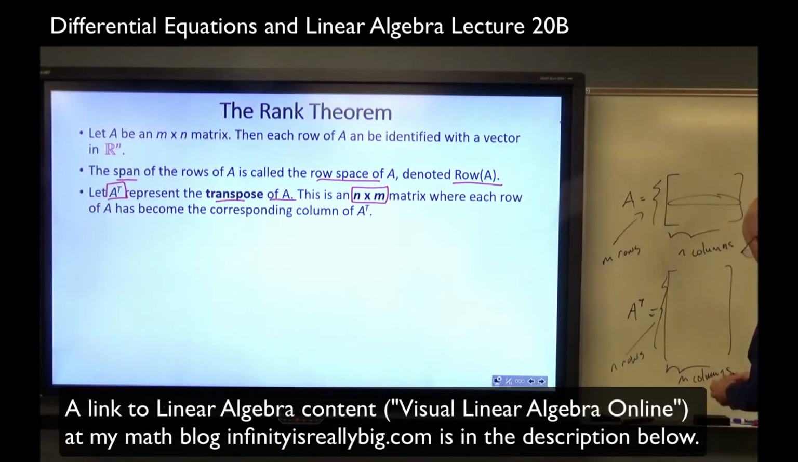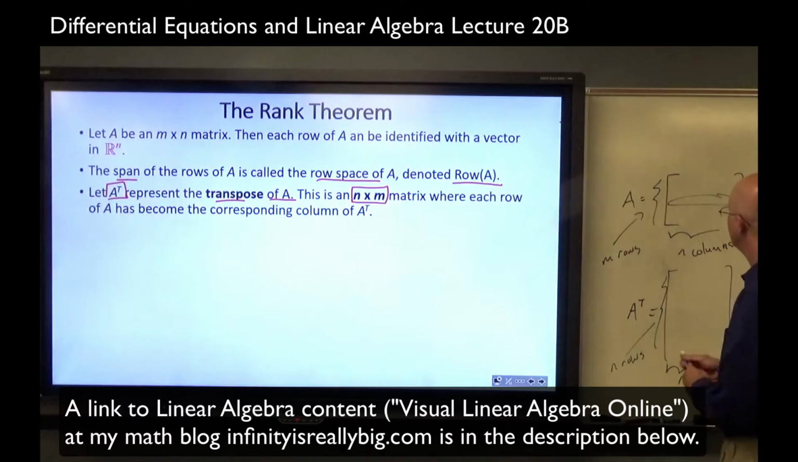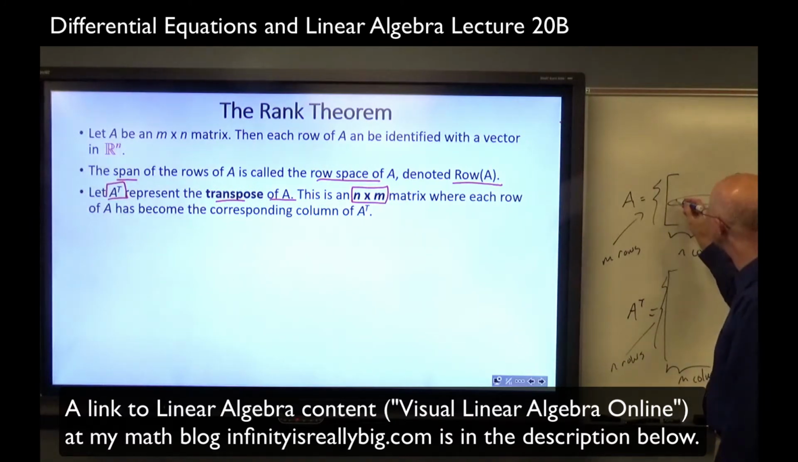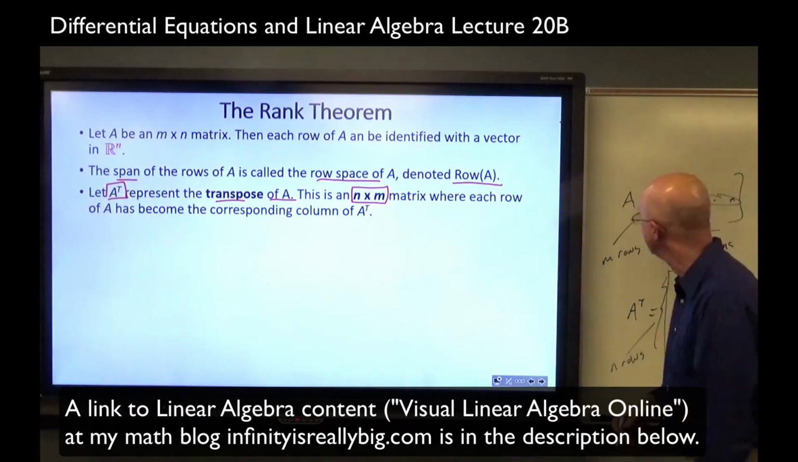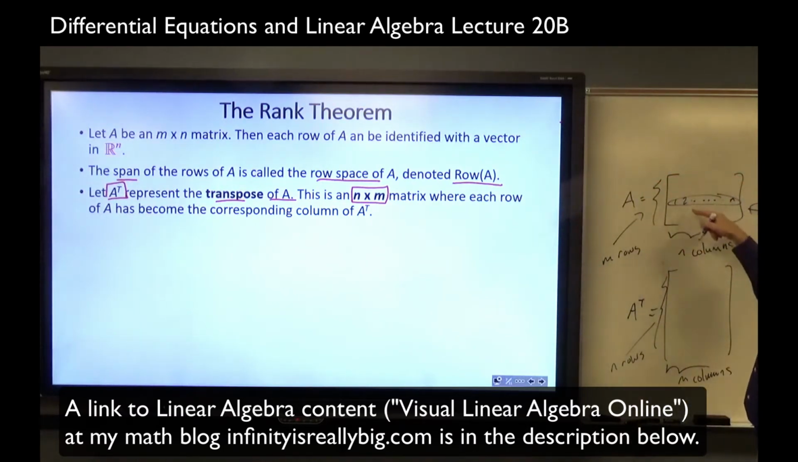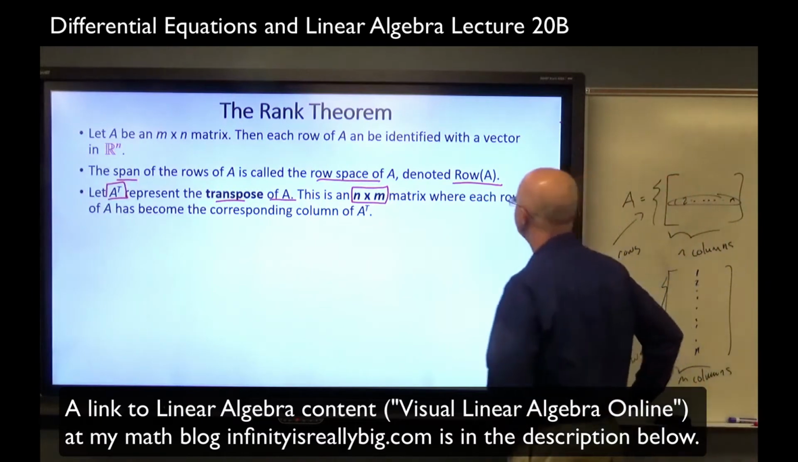And if, for example, the 17th row consists of 1, 2, etc. through n, just to pick something. If the 17th row of A is that row vector, then the 17th column of A transpose will be that column vector. You swap. You take each row and make it a column of the transpose. The first row becomes the first column, the second row becomes the second column, the third row becomes the third column, etc. That's what the transpose is.